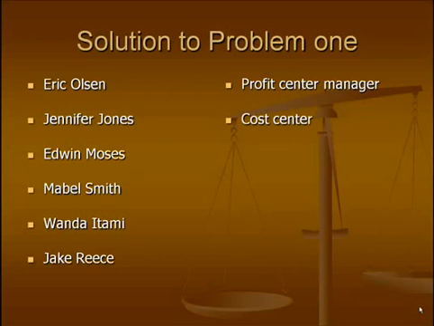Edwin Moses is the manager of the restaurant. So he's responsible for revenues and costs. If revenue declined, you can blame him. If costs increase, you can blame him. So his position would be considered a profit center. Mabel Smith is the head golf pro and responsible for the golf shop and golf lessons. She should be treated as a profit center because she controls both revenues and costs.